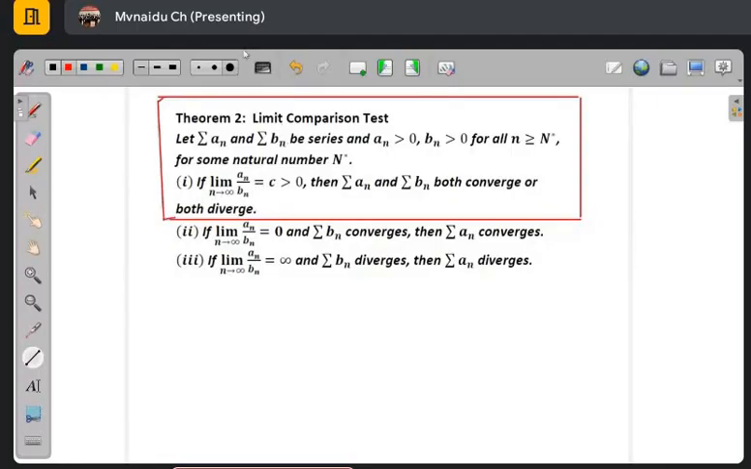So the limit comparison test states that let summation an and summation bn be series, and here an and bn are non-negative, strictly positive. At least they have to be positive after some stage. It's not needed that from the beginning they need to be positive. Even after some stage, if they are positive, then that is fine.